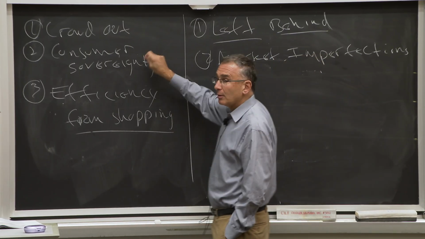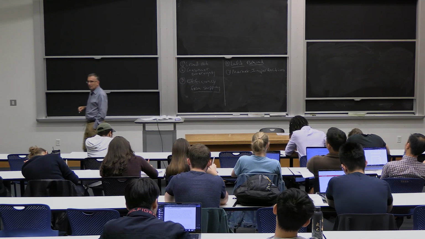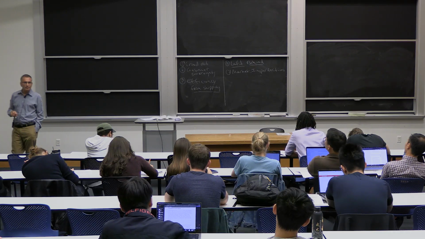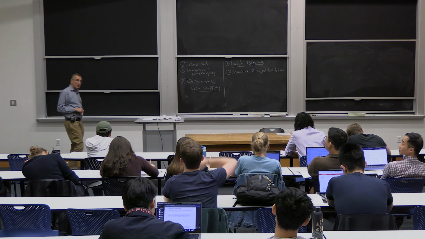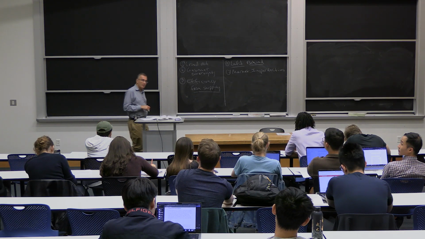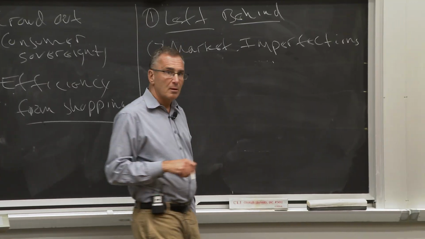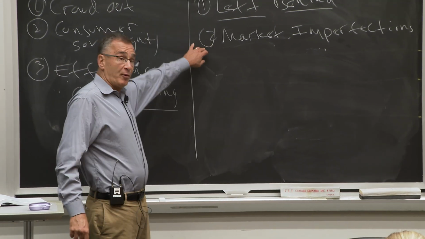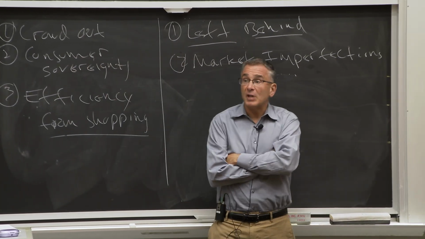What's wrong with this argument? Consumer sovereignty. How would you argue back against that? Stephen. No, but that would be sort of a market imperfection or what gets left behind. But it's related to that. What else concerns you? Yeah.